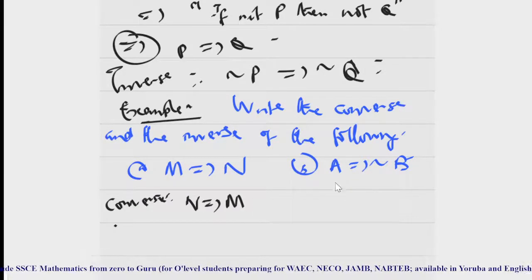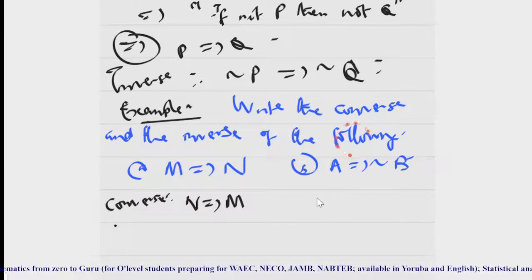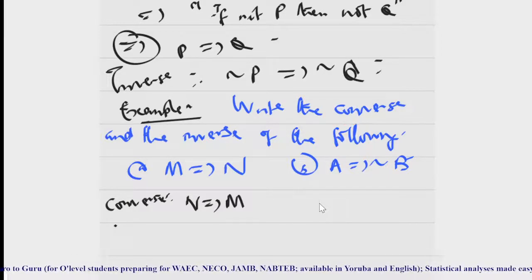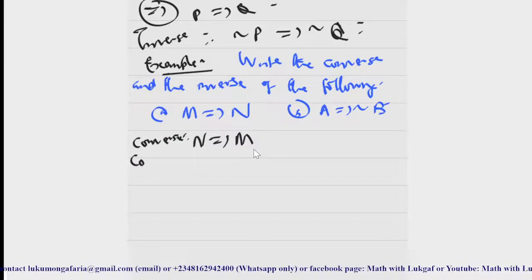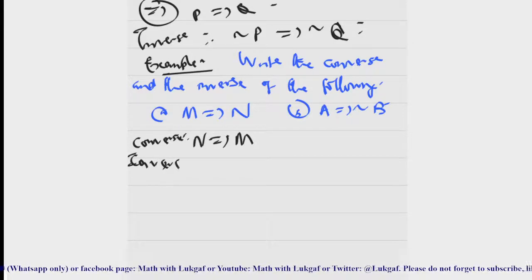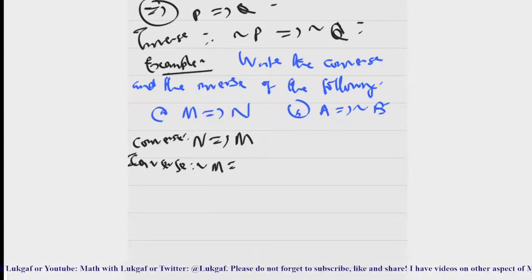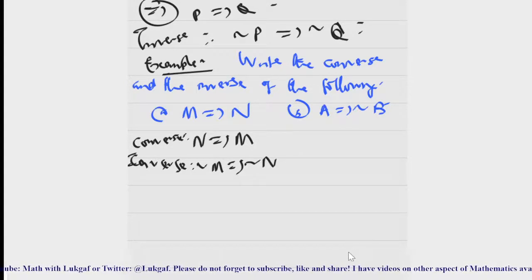But what would the converse be for this one? The negation of B implies A. That's the converse. So conversely, N implies M. Okay, what of the inverse of this? Inverse will now be not M implies not N. It is as simple as that.